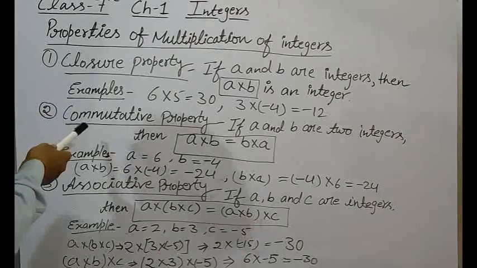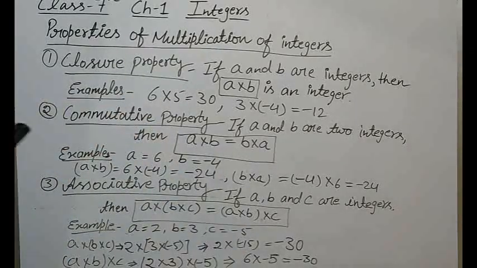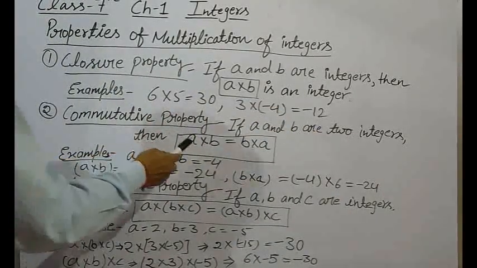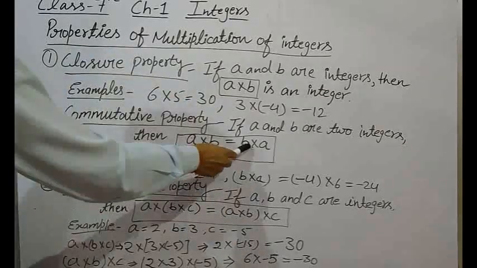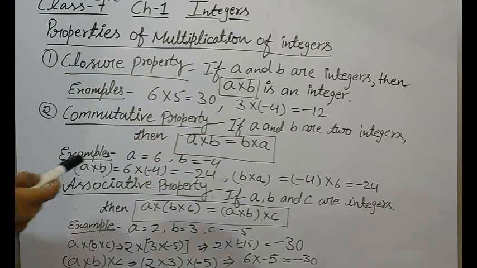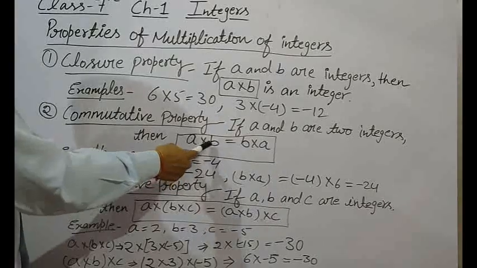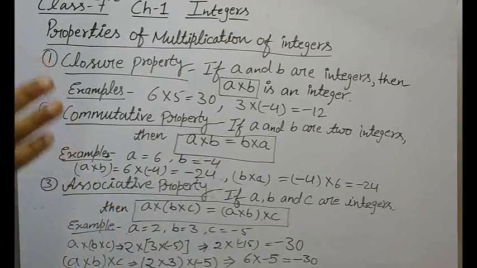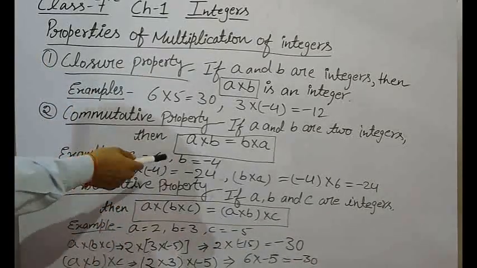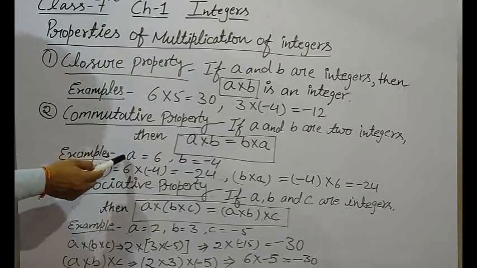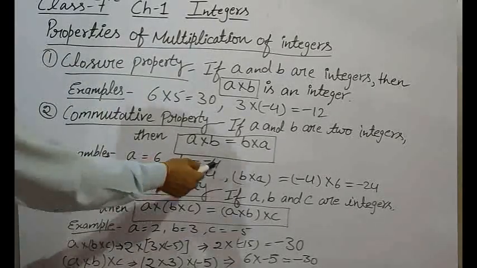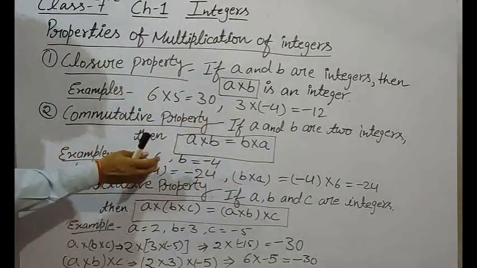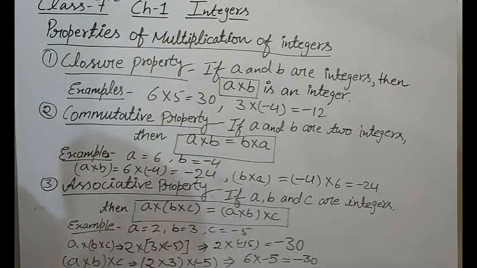The next property is the commutative property. If a and b are two integers, then a multiply b is equal to b multiply a, meaning we replace their places. After multiplying, there is no change in the answer. We understand it from one example. We take a is equal to 6 and b is equal to minus 4. There are two integers, 6 and minus 4. One is a positive integer and the second is a negative integer.